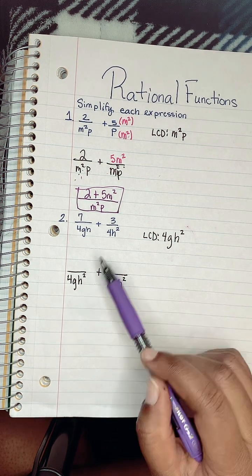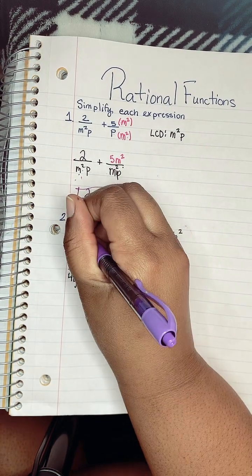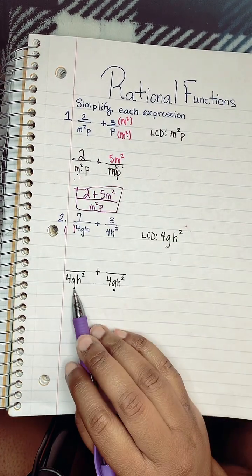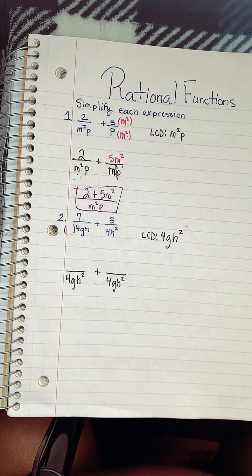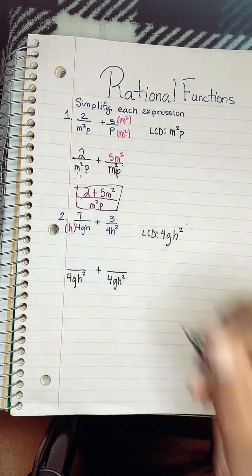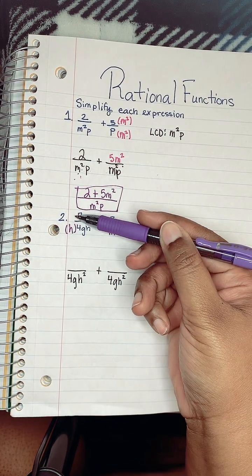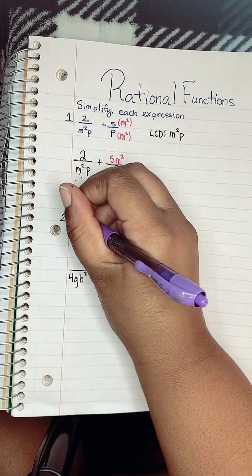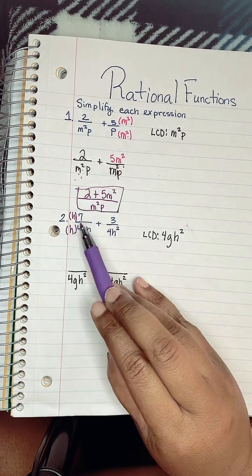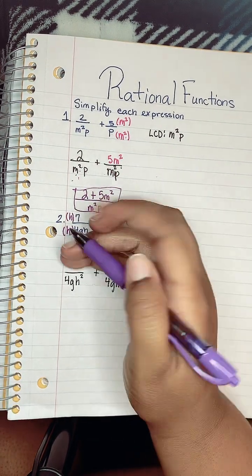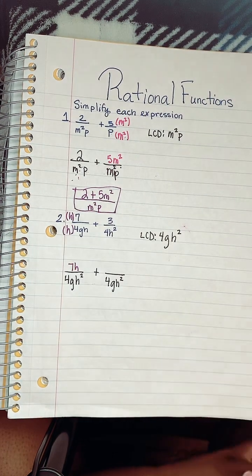So can somebody tell me, what are we going to multiply by the bottom to make it look the same? Des said H. Beautiful. Yes. So we need an H. But what we do to the bottom, we have to do to the top. So that's why we say 7 times H, and we get 7H.